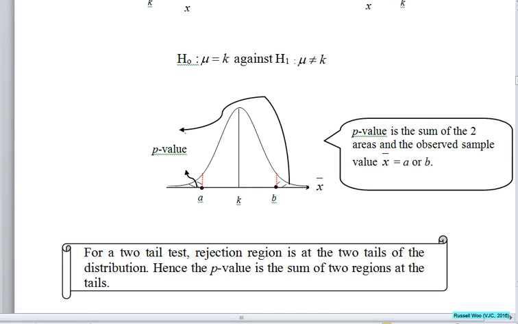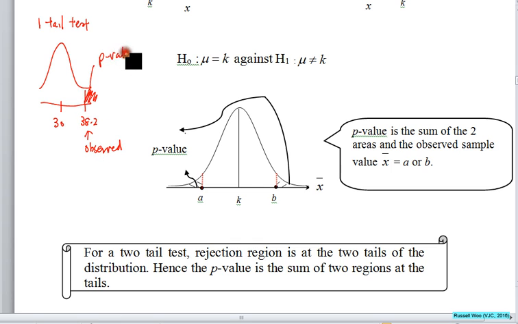Remember, for one tail test, it's very easy. One tail test means smaller or equal, smaller than or bigger than. This is 30. Then we say, 38.2 is observed. This is our p-value. All of us can understand the probability.